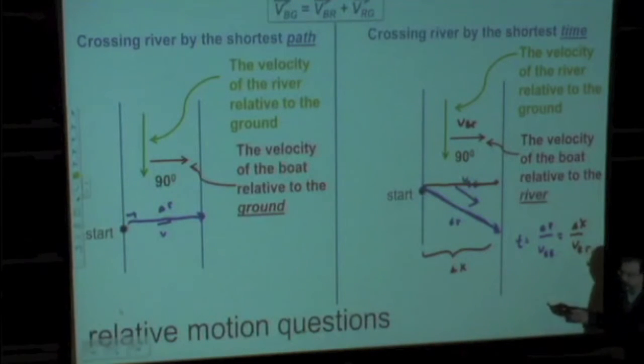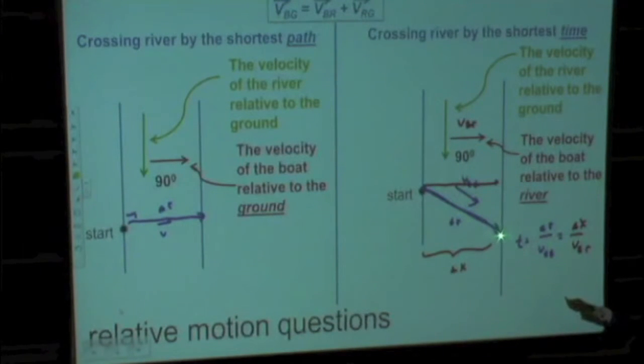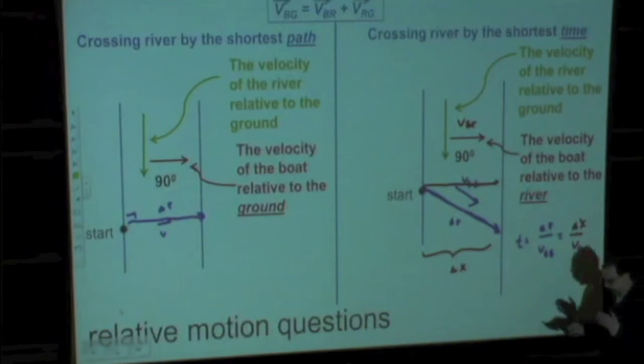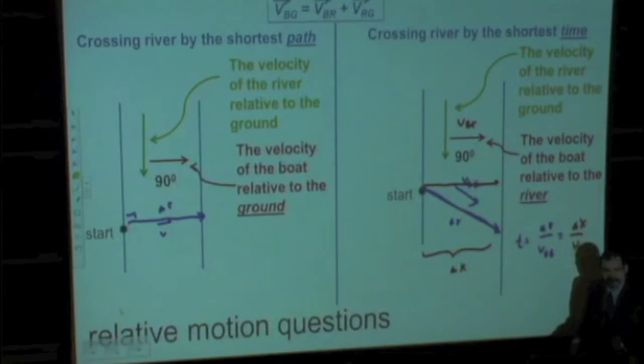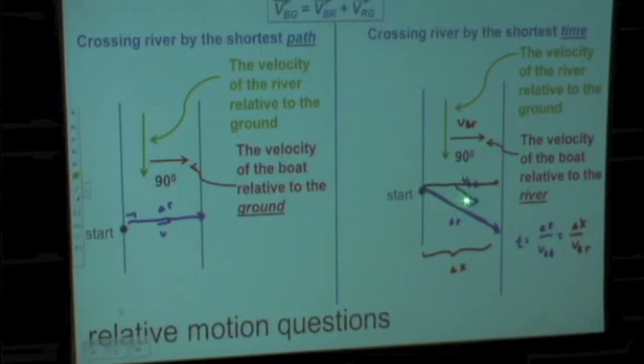Situation number two, you don't care about the shortest path. You're aiming perpendicularly, but the stream moves you down. So this will be your actual displacement. Your velocity relative to the ground will point like this. And at this point, we just have to remember that this situation also gives us the fastest way to cross the river. That's it. Shortest path, fastest way.